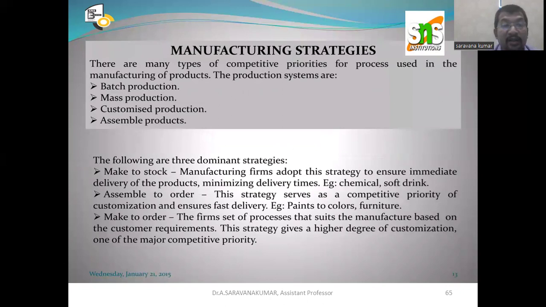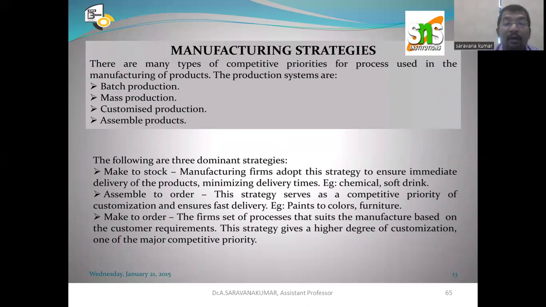Manufacturing strategies. There are many types of competitive priorities for processes used in the manufacturing of products. The production systems are batch production, mass production, customized production, assembled products. Batch production means you are going to produce your goods in batches. Mass production is a total, huge volume. Customized production: whatever your requirement, you are going to produce your product. Assembled products: you are going to assemble your product.